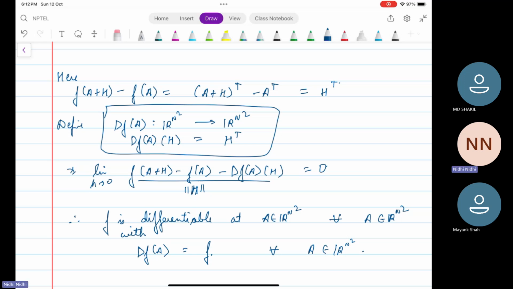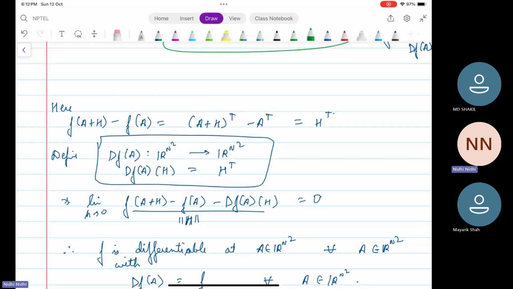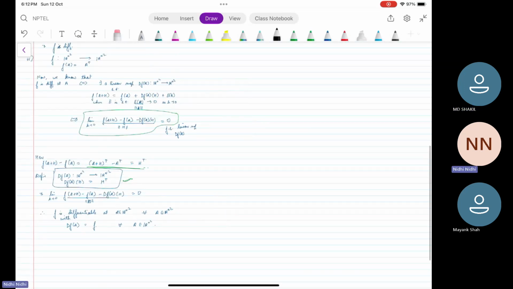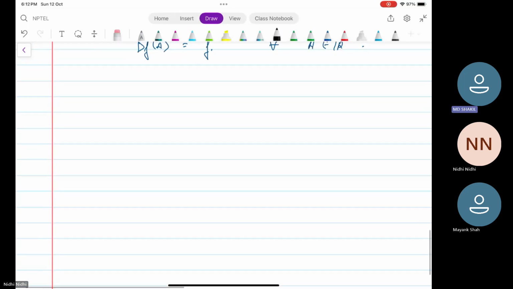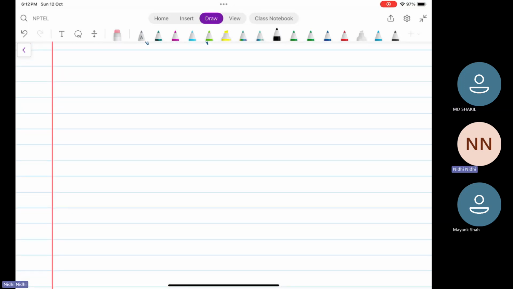So similarly, you can see the third and fourth part as well, because eventually we'll get something like this, and using this we can define df at a. So is it clear? If you have any doubt. Yes, ma'am, it is clear. Okay. Let's move to the next question.